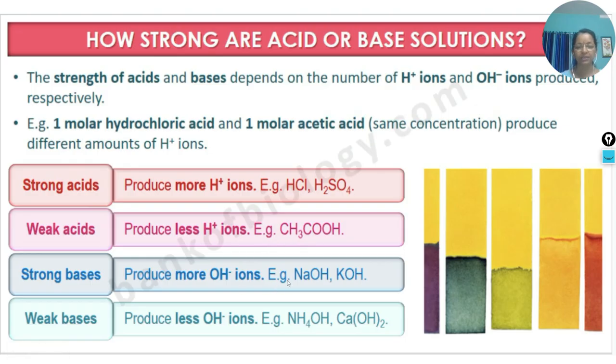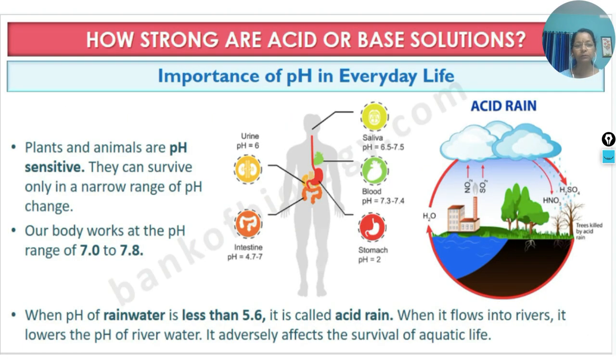Then strong bases, examples are NaOH, means sodium hydroxide, potassium hydroxide, etc. Very strong bases, whereas ammonium hydroxide, calcium hydroxide, we know it is lime, these are all weak bases. So you have to keep this in mind because we need to find the nature of salt. Then this strength of acids and bases will be required. Okay. Then importance of pH in everyday life.